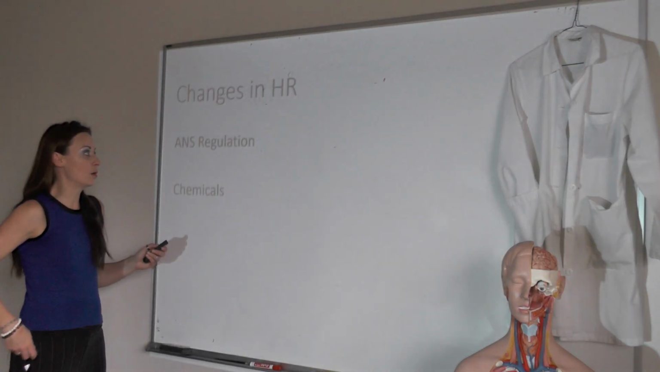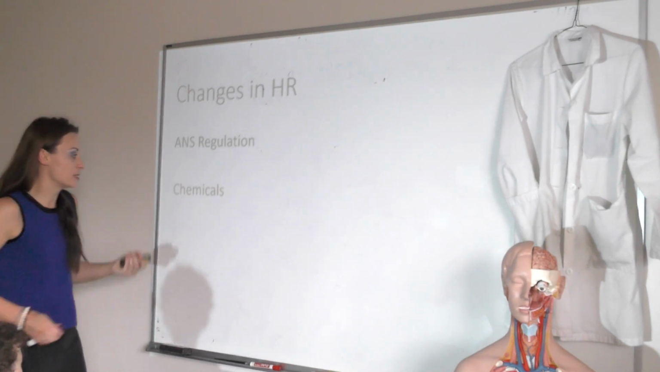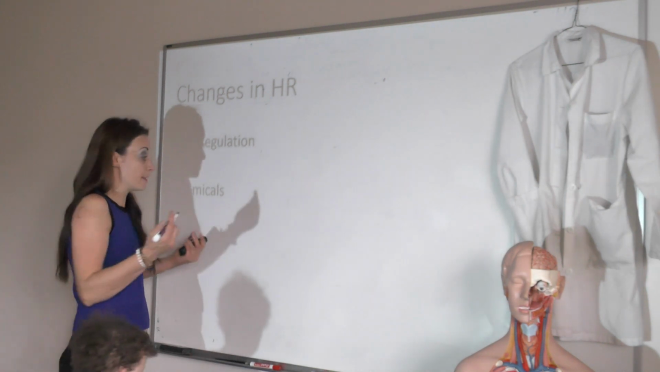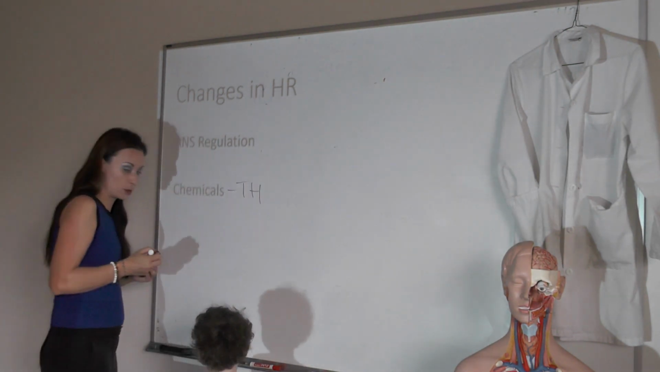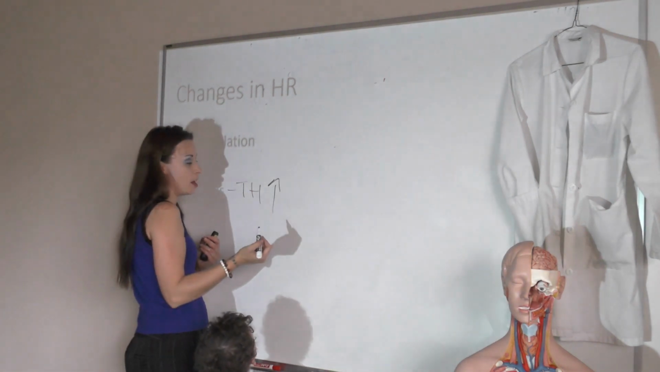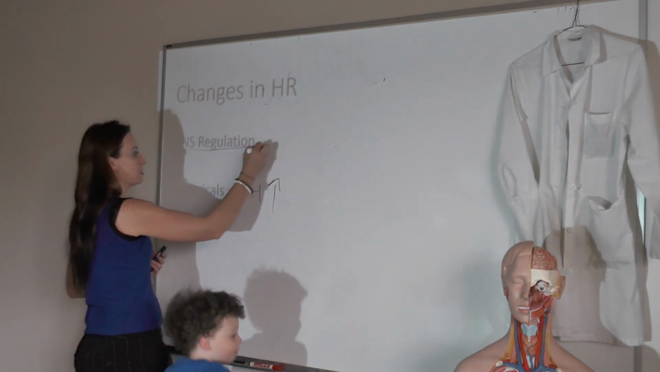Okay, so changes in heart rate, things that can change heart rate other than your autonomic nervous system. So chemicals, exogenous chemicals could change your heart rate. Thyroxine, which is in your body, could change your heart rate. So what do you think thyroid hormones would do to your heart rate? They would increase your heart rate because they increase metabolic rate, right? So that's something.